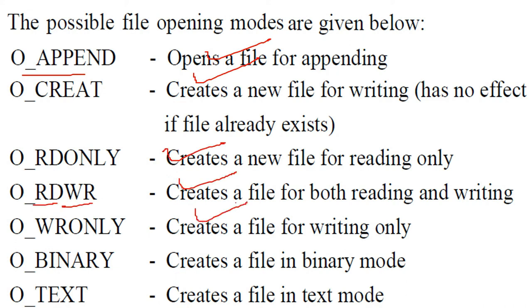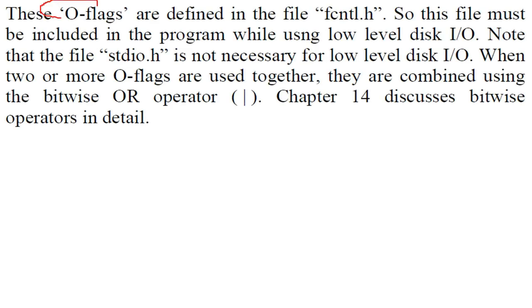This is creating a file for writing only. This is creating a file in binary mode, and this is creating a file in text mode. These O flags are in fcntl.h, so this file must be included. Otherwise, other things are available in stdio.h. These O flags can be separated by a pipe. This is just an OR operator.